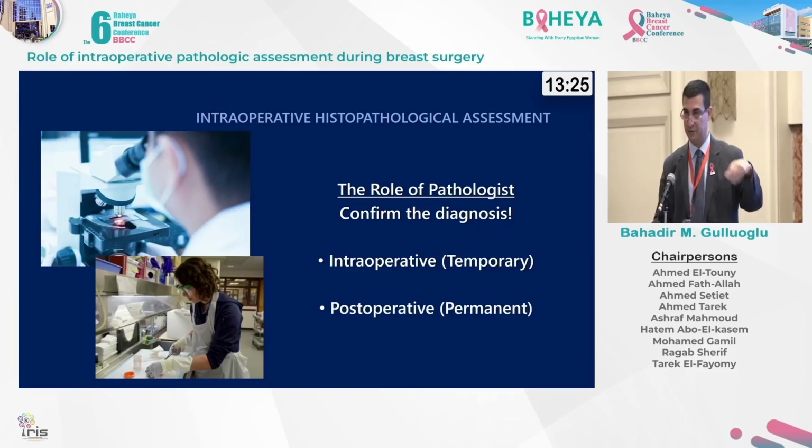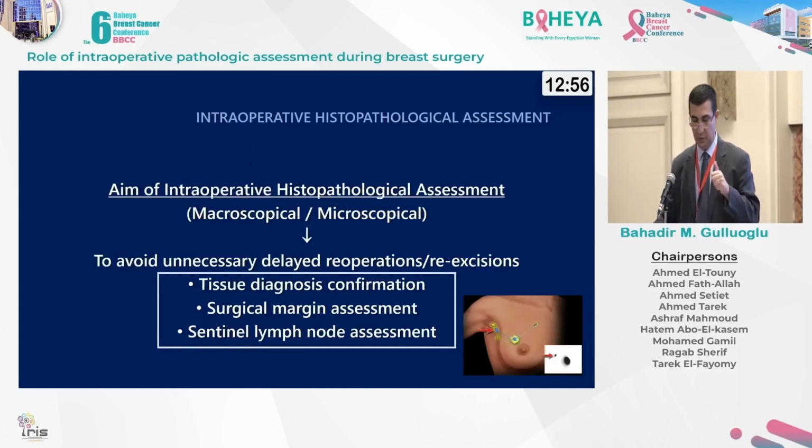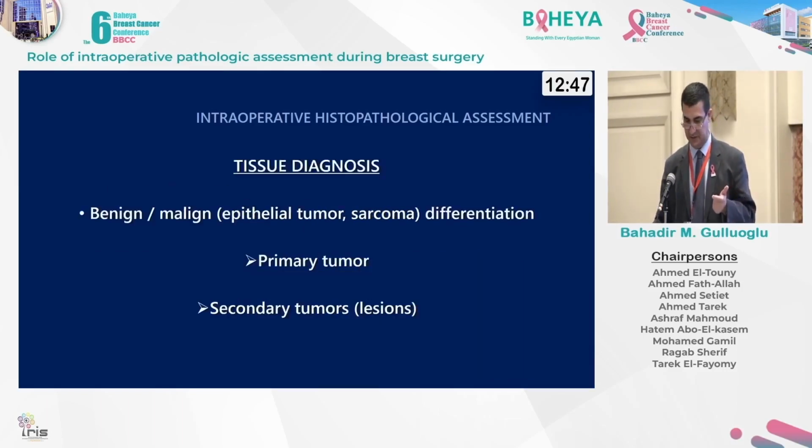But they are doing it in two places. One is intraoperative, if you ask for it, which is temporary. Don't forget about this, because the false negativity is always there. So you shouldn't blame them when they say the sentinel node is negative, and then it turns out to be positive after 10 days. Or the margins may be questionable during the operation, but you should depend on the permanent report. This is the weak point: you should not depend on it during the operation. So what we do is tissue diagnosis confirmation, which I will only underline very shortly, surgical margin assessment and sentinel lymph node assessment.